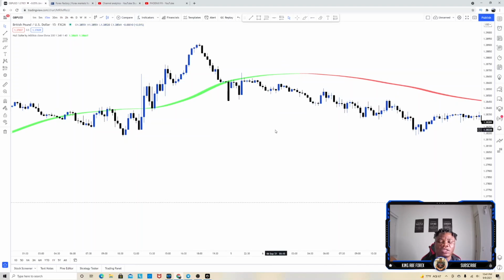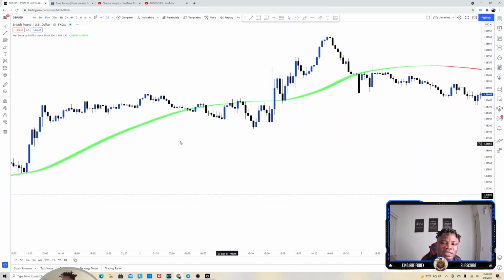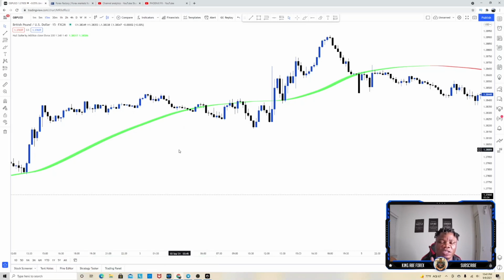Now, to use this indicator, we only need to be looking for two things. For sell positions, we need price to be below the indicator, and we need it to be red. Once we have that red and price is below the indicator, we're looking to take a sell position. And once price is above the indicator and it's green, we're looking to take a buy position. So buy positions once price is above the indicator and is green, and sell positions once price is below the indicator and it's red.